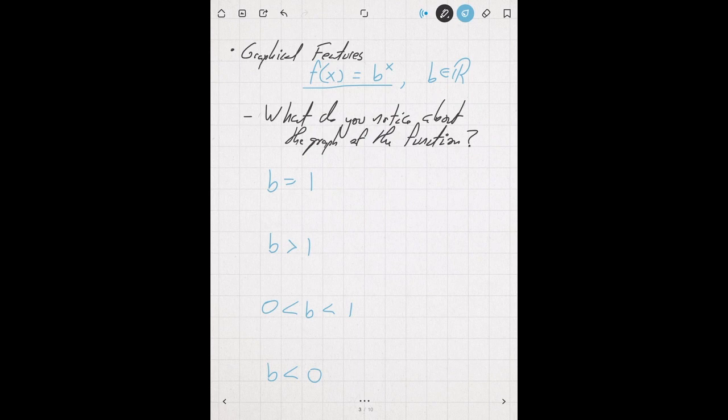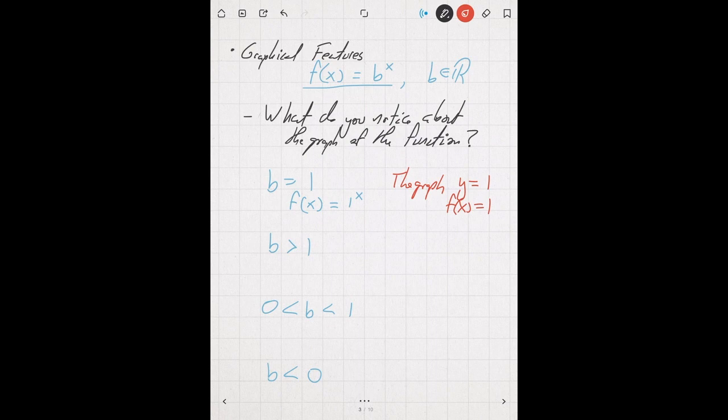Well, first, what do we notice when B is equal to 1? That's this case, when f of x equals 1 to the x power. What do we notice here? Well, I'm going to change colors. I'm going to say that the graph is a horizontal line. That means that we have the equation y equals 1. Or you could say the graph is f of x equals 1. It's a horizontal line at the height of 1.